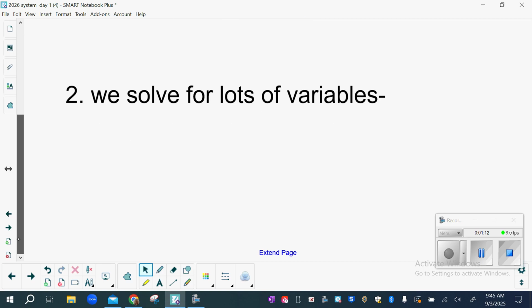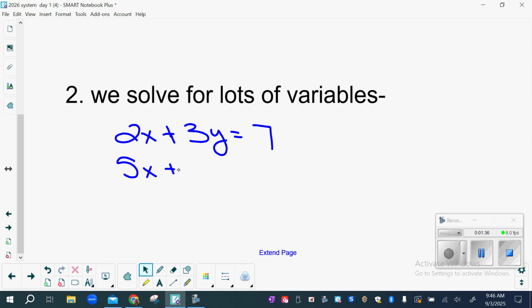The second thing that we do in all algebra classes is solve for multiple variables, right? So we might say something like this: 2x plus 3y equals 7. But it turns out I can't actually get an answer for that because I need as many equations as I have letters. So if I have 2 letters, I am going to need 2 equations.